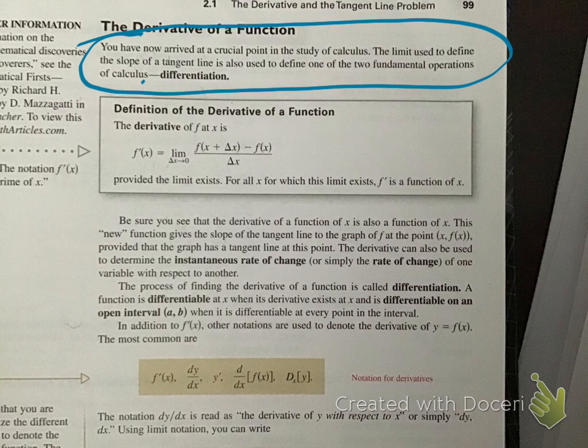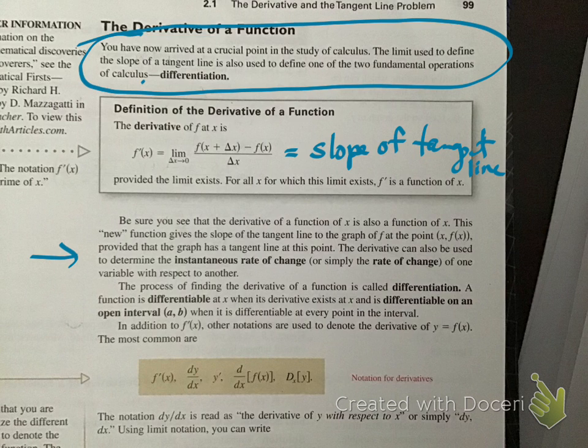The only difference is the slope of the tangent line. They used c because we were talking about a specific value of x on the graph, and now this is going to be true for all of the x's in our function. So we switched the notation a little bit to f of x. And right here, I thought this was important. The derivative of a function is also a function of x. This new function gives you the slope of the tangent line to the graph. So the derivative is equal to the slope of the tangent line. They are one and the same.